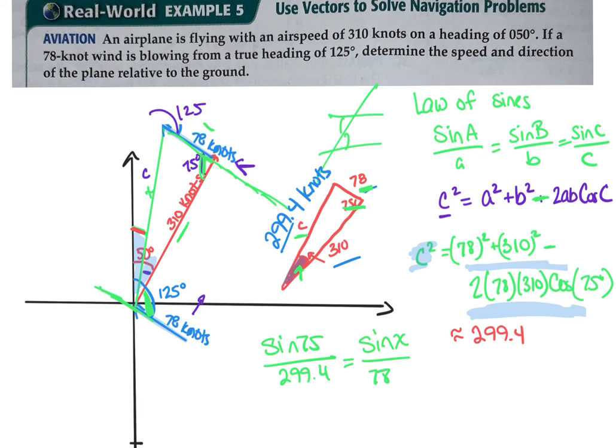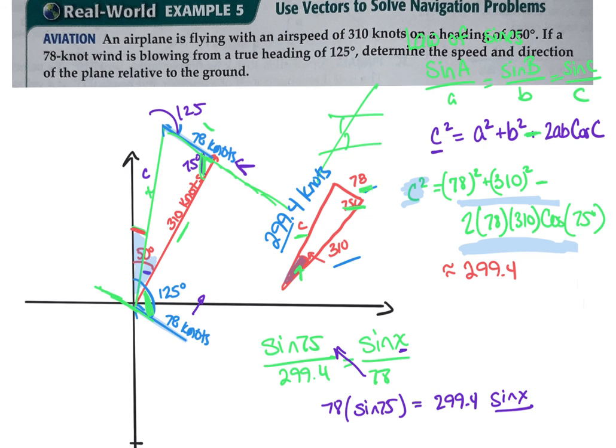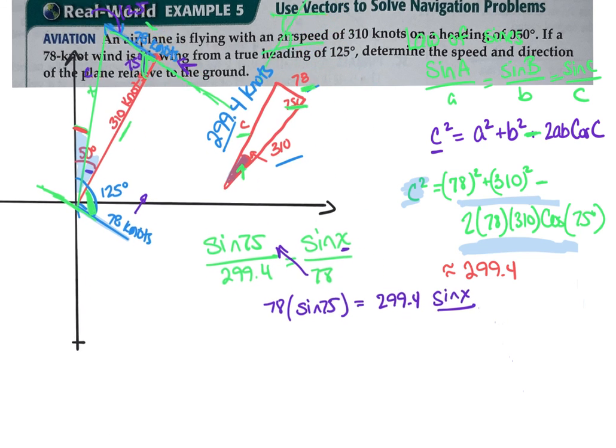over 78. And now I can use cross multiplication, correct? Yes, it's just two fractions. Cross multiply. That's all you're going to do, right? So I can say 78. We're solving for the angle. The angle, right. 78 times sine of 75 equals 299.4 sine of x, right? Yes, we're just going to use our calculator. I'm not going to make you do that in your head for sure.